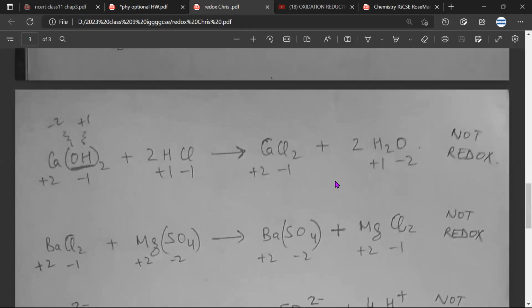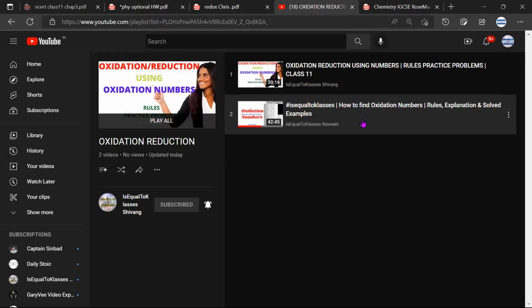That is why we spent the last lecture understanding the rules of how to find oxidation numbers. Using this concept of oxidation numbers, which is a more powerful tool to understand redox reactions, I can analyze redox reactions. Chris, is it making sense?